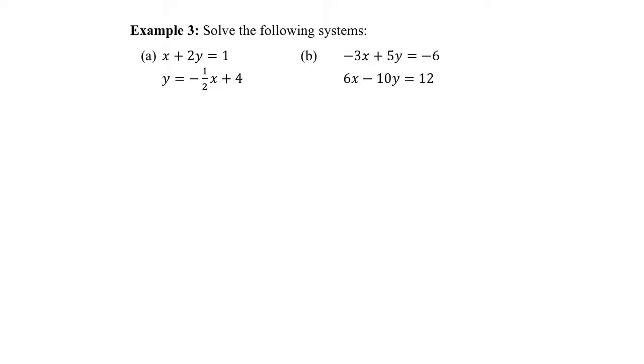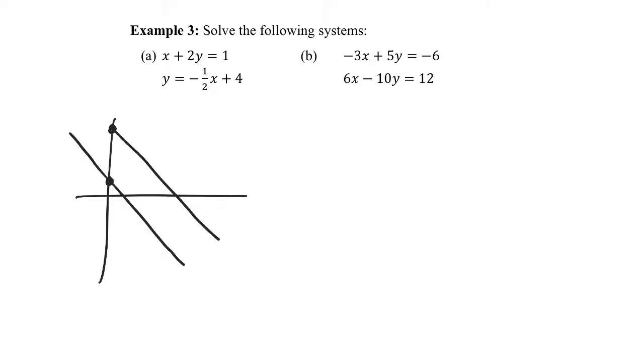1/2. So what we have here is one line that has a y-intercept of 1/2. The other one has a y-intercept of 4. And they both have a slope of negative 1/2. So therefore, this is what our graph looks like here. Okay, they will never intersect. They will never intersect.